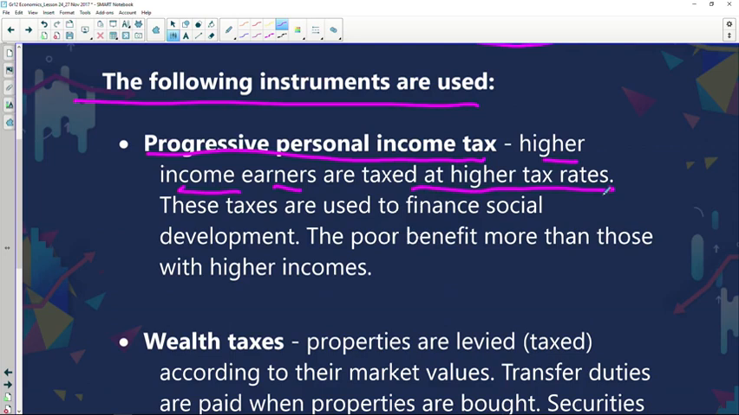Okay, so the more money you make, the more income tax you pay. These taxes are used to finance social development, and the poor benefit more than those who have higher incomes. The more money you have, the higher the tax bracket or rate you are charged. And the poor actually benefit because if you earn below a certain amount, you are exempted from paying personal income tax because you don't enter into the first bracket of the tax table.